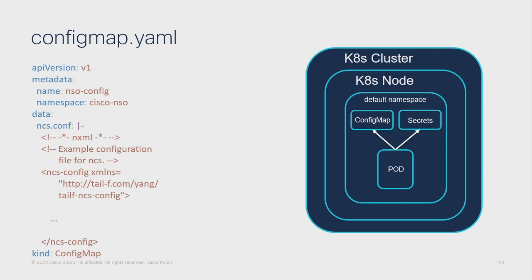And on the right-hand side, you can see how that would look with such a YAML manifest. Once again, we have to define the fact that this is going to live in our Cisco NSO namespace. We have to give our config map a name. In my case, I called it NSO config. We tell Kubernetes that this is going to be a config map. And finally, we have a key value pair, the key being ncs.conf and the value being everything that is in the ncs.conf file.